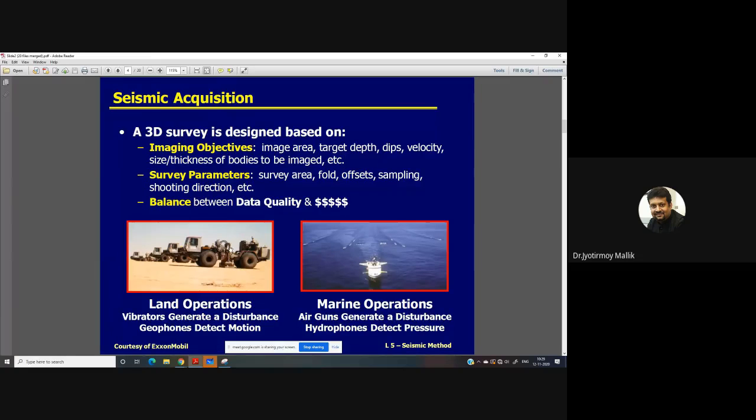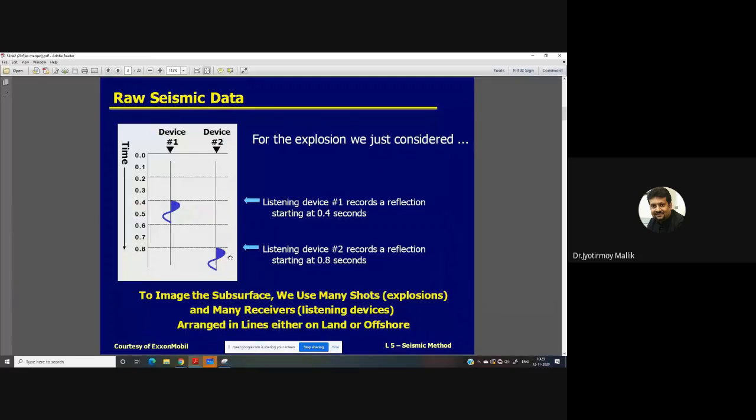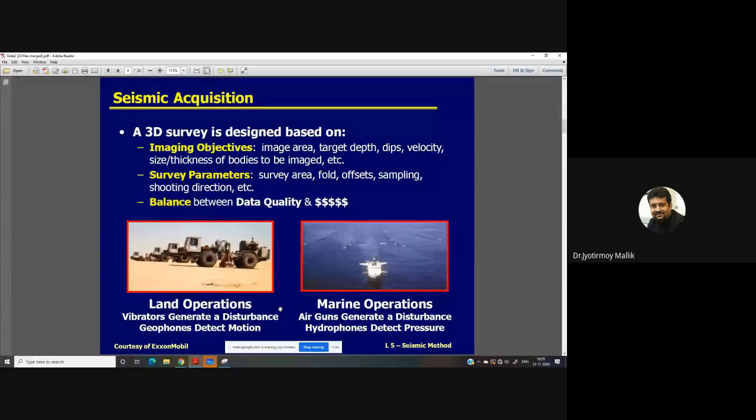So there is a pulley, there is a piston which actually helps this huge, heavy base to pound over the ground. As you pound over the ground, these are called vibrators. That creates the disturbance, or the elastic collision.